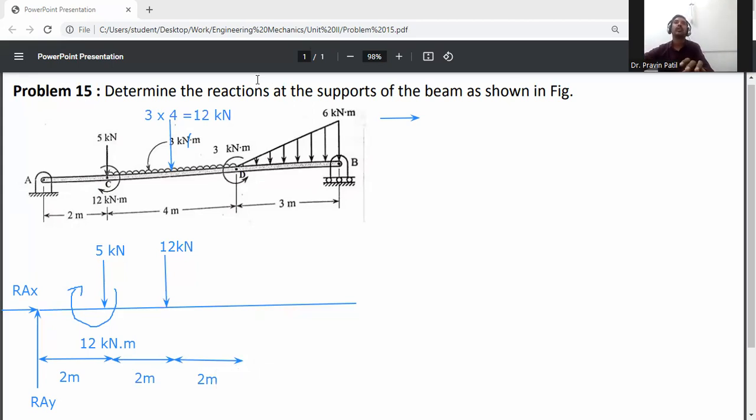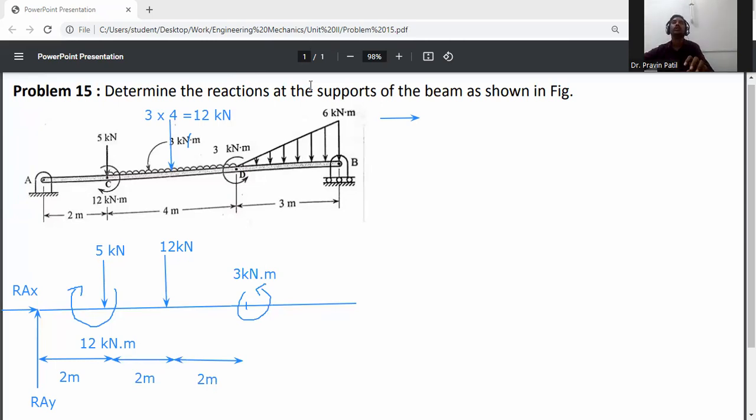Okay. So at D, there is one couple moment. That couple is in the anti-clockwise direction. One couple moment is acted in the anti-clockwise direction. So this couple is 3 kN-m, at D.